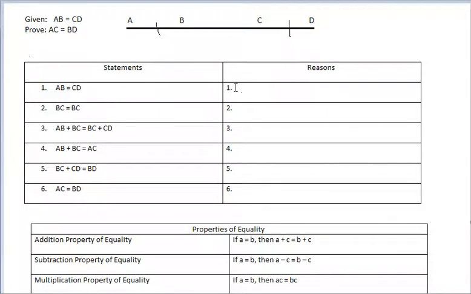So for my first reason, it's actually kind of nice, because if something is given to you, then the reason is going to be given. AB equals CD, and so that was given to us. I'm going to go ahead and type given there.